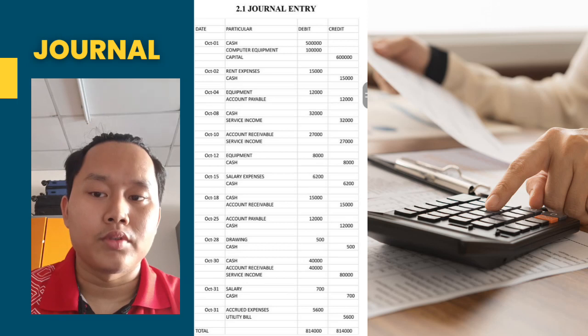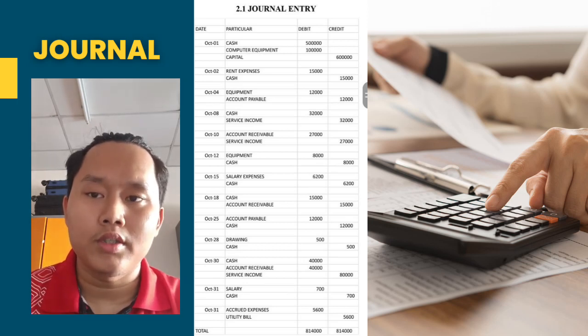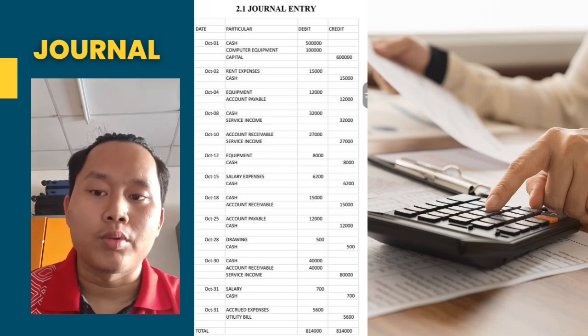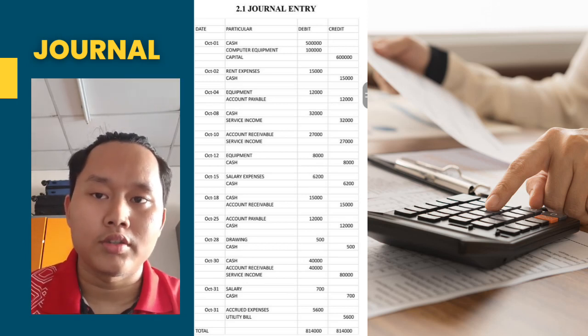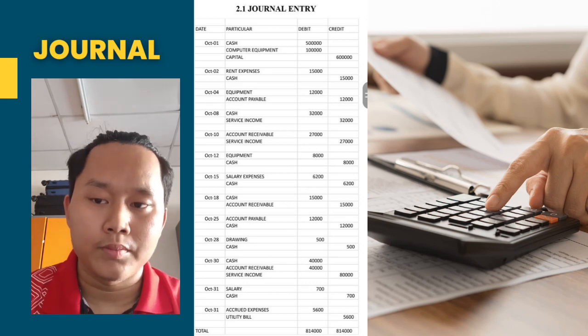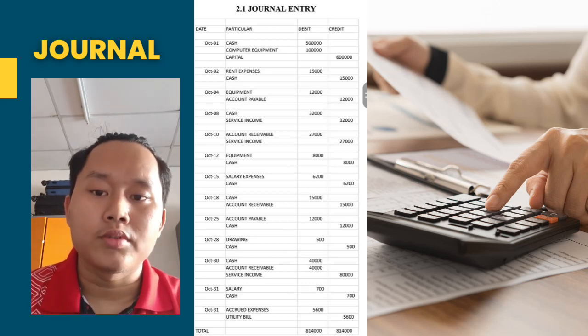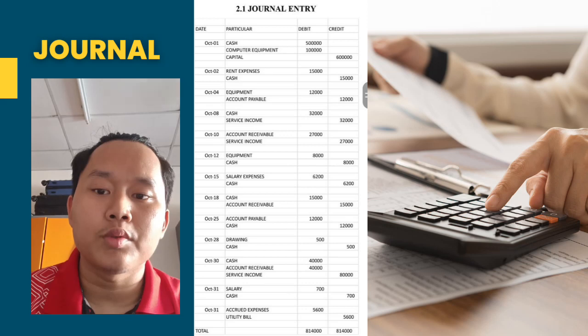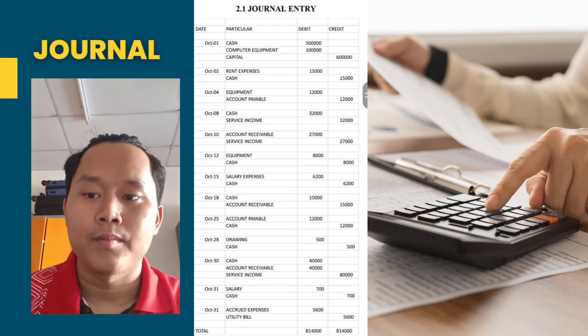October 10, account receivable is 27,000 in debit and service income 27,000 also in credit. October 12, equipment and cash. Equipment is 8,000 in debit and cash 8,000 also in credit. October 15, salary expenses 6,200 in debit and cash 6,200 credit. October 18, cash and account receivable. Cash 15,000 in debit and account receivable is 15,000 credit.